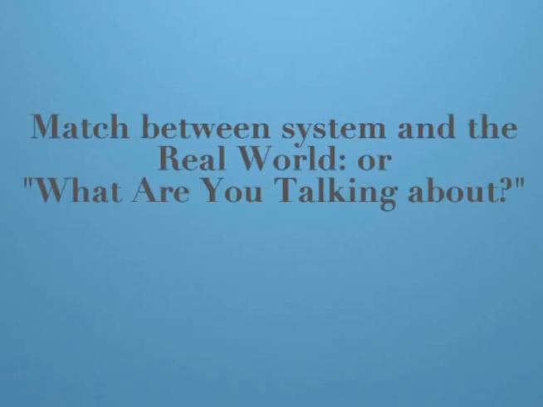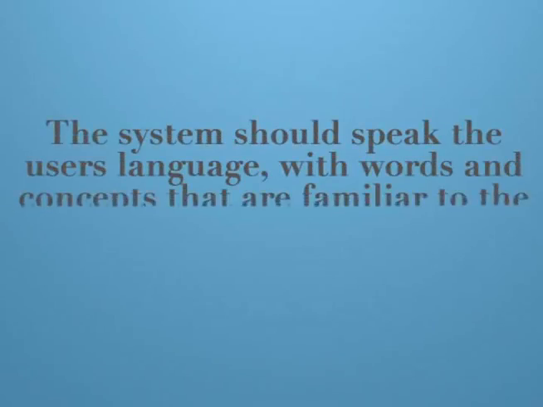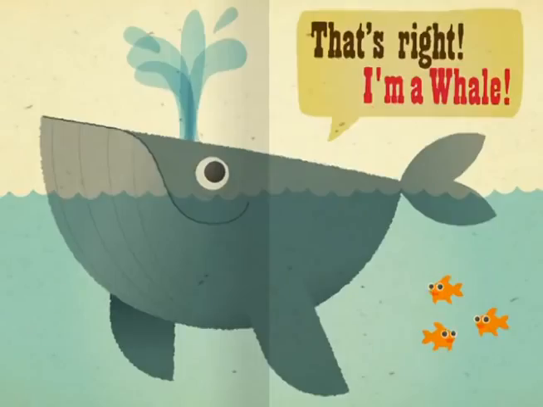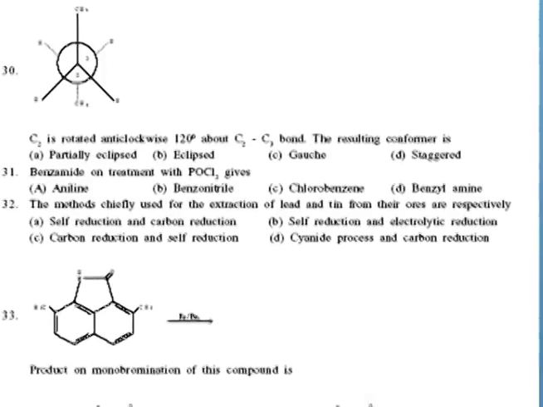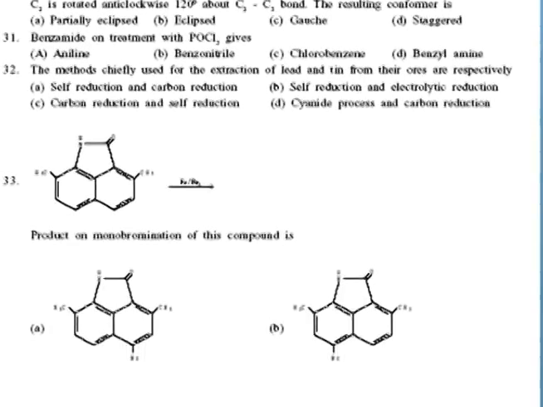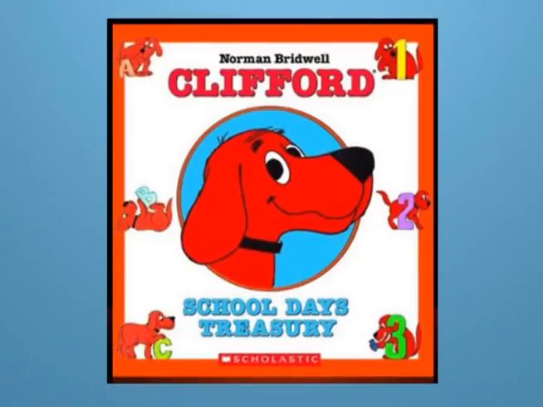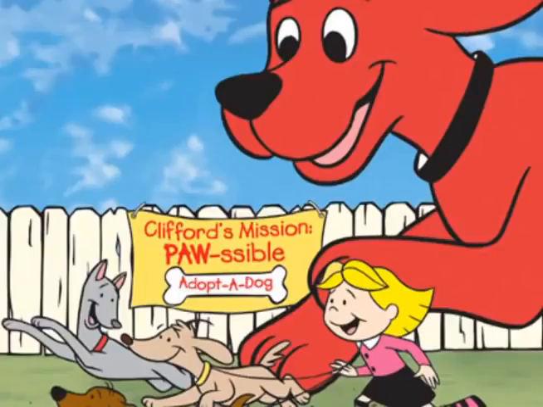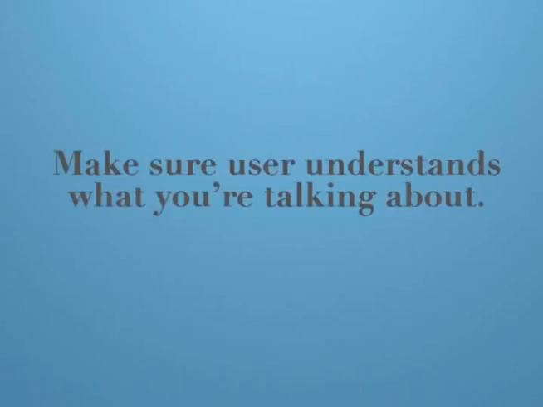Match between system and the real world, or what are you talking about? This principle states that the system should speak the user's language with words and concepts that are familiar to the user. For example, if we look at a children's book, the wording is simple, clear, and concise, so that it is understandable to young children. Children's books don't have long, wordy, complex, Dostoevsky-like diatribes about the meaning of life. They talk about a big red dog and its red ball, so children can understand and relate to what's being said. Always make sure your user can understand what your system is communicating to them.